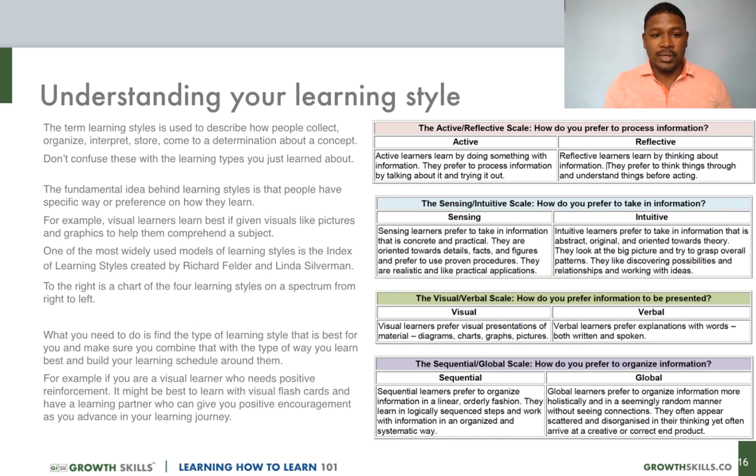What you need to do is find the learning style that is best for you and make sure you combine that with the type of way you learn best, right? And build your growth schedule and your growth plan around them. So, for example, if you're a visual learner who needs positive reinforcement, it might be best to learn with visual flashcards and have a learning partner who can give you the positive reinforcement and the positive encouragement as you advance in your learning journey, right?